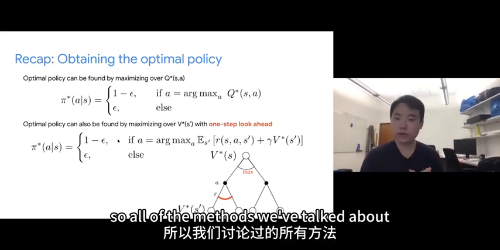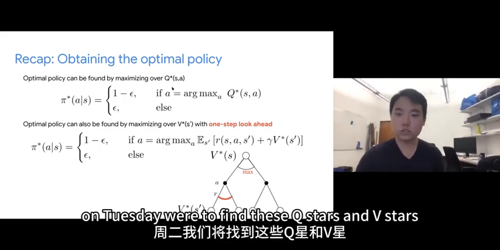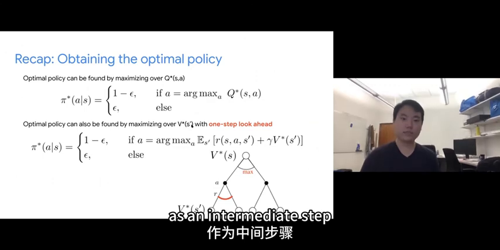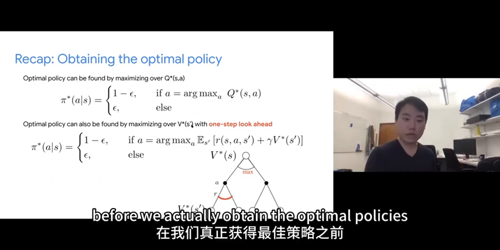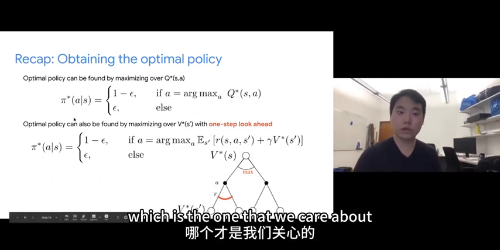So all of the methods we've talked about on Tuesday would find these Q stars and V stars as an intermediate step before we actually obtain the optimal policies, which is the one that we care about.